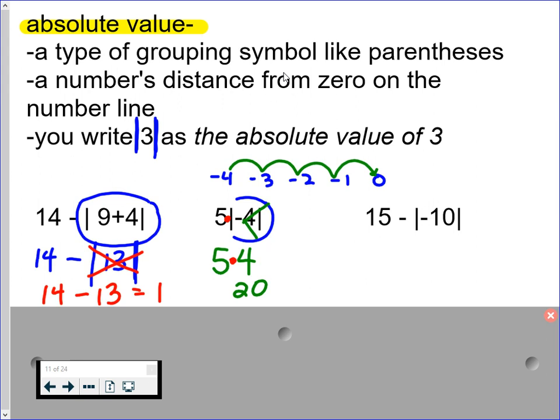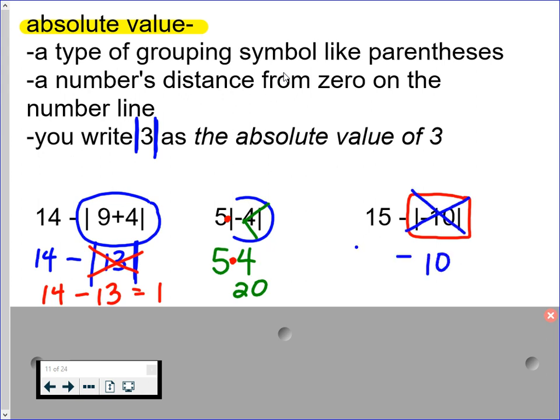This third one looks a little scary. Why are the subtraction and the negative right next to each other? But I'm only looking at the absolute value first. How far away is -10 from 0 on a number line? 10 spots. Bring down the subtraction and the 15. 15 minus 10, 5.